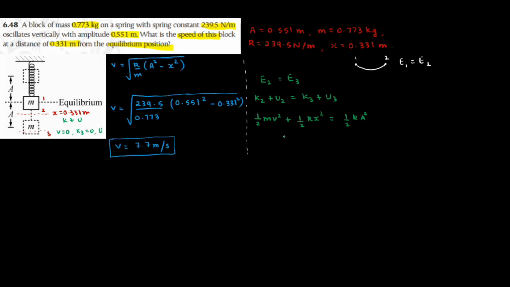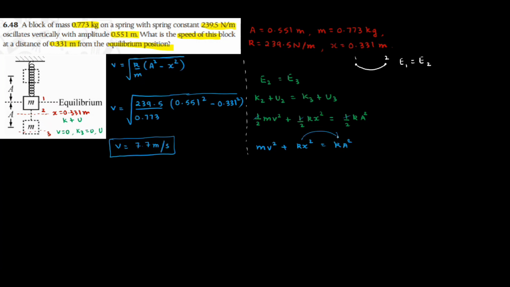Now to find v, we can rearrange these terms, or you can substitute your values here and shift solve. You have everything you need to calculate v. So let's rearrange. We can cancel off the halves here because it's present in every term on both sides of the equation. Then we are left with mv squared plus kx squared equals ka squared.